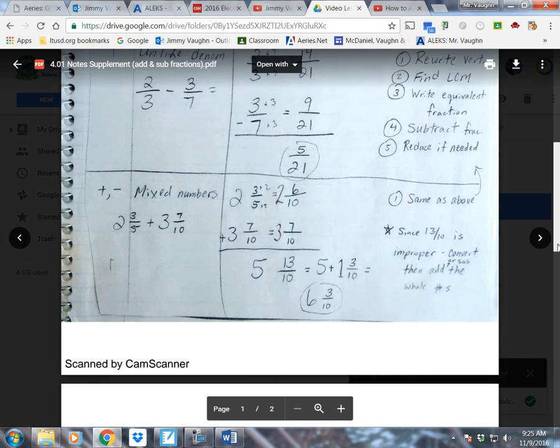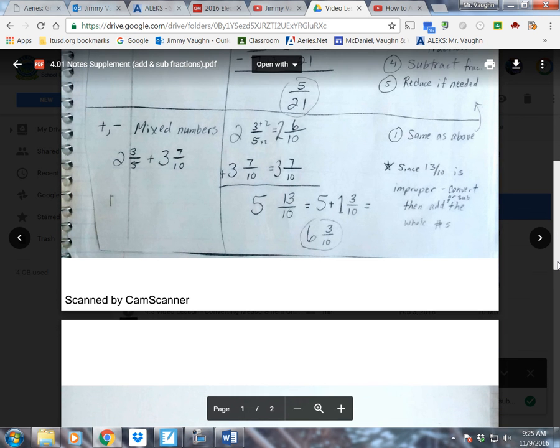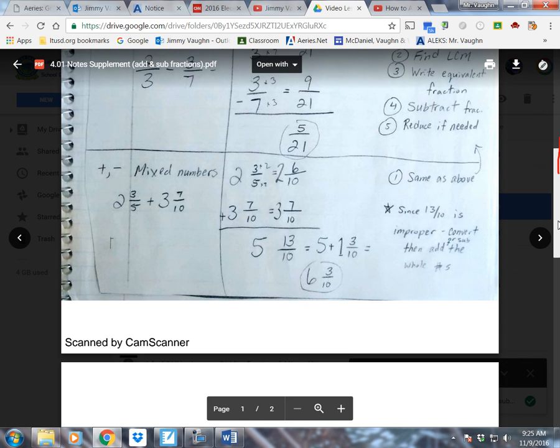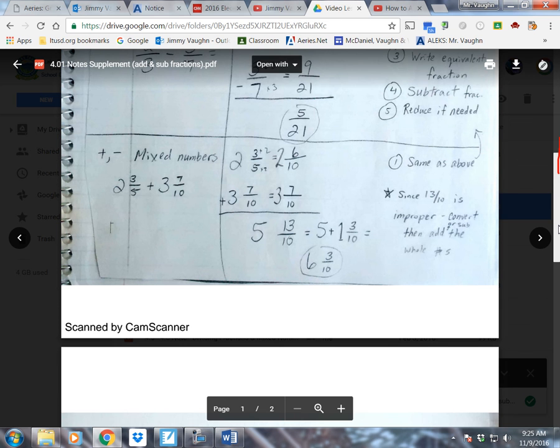So those are fractions. What if you have a mixed number, a whole number plus a fraction? This is how you handle that. Same directions as above. First step was to rewrite vertically, find the least common multiple is the second step, and then write equivalent fractions for that. So that's what you will see that we have done here.